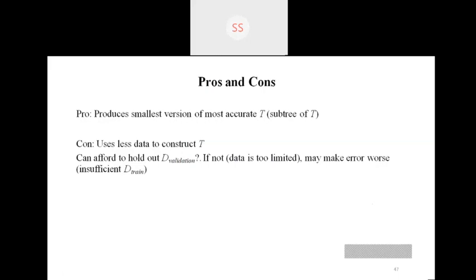The pro is that it produces the smallest version of the most accurate decision tree. But the problem with reduced error pruning is that it makes use of less data. These are the two, the pros and cons.